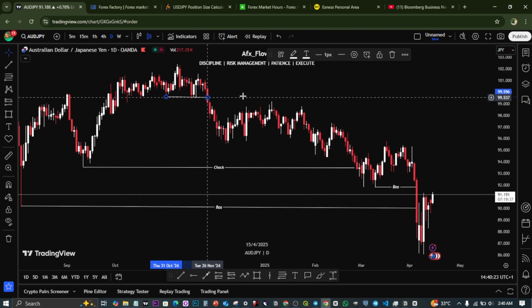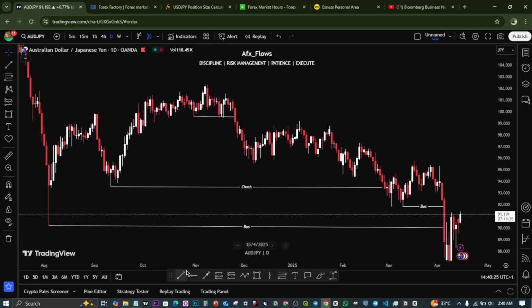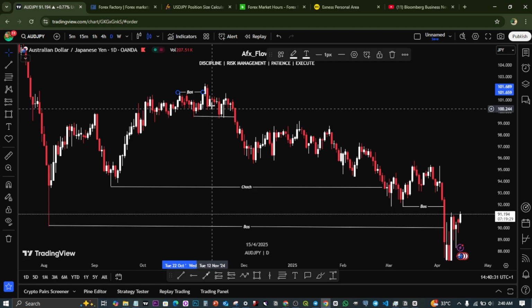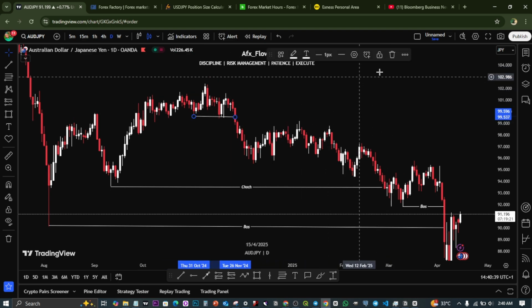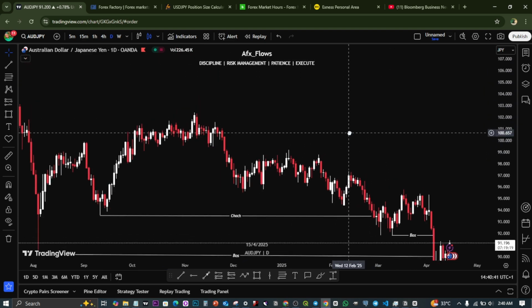Why is it a change of character? It's because of this break of structure which is above here, the last break of structure that price created. Then price has to take it out to cause a change of character to the downside. Let's just give an analysis of why people are confused. Change of character, no change of character.